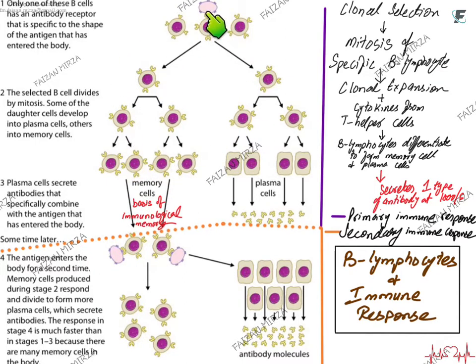Why? Because this has occurred once. You already have the memory cells here. So memory cells are here. The memory cell will recognize the pathogen right away because they have seen the antigen before and they are already present in your blood. So these memory cells will quickly divide to form more memory cells of their own kind, and they will again form plasma cells.